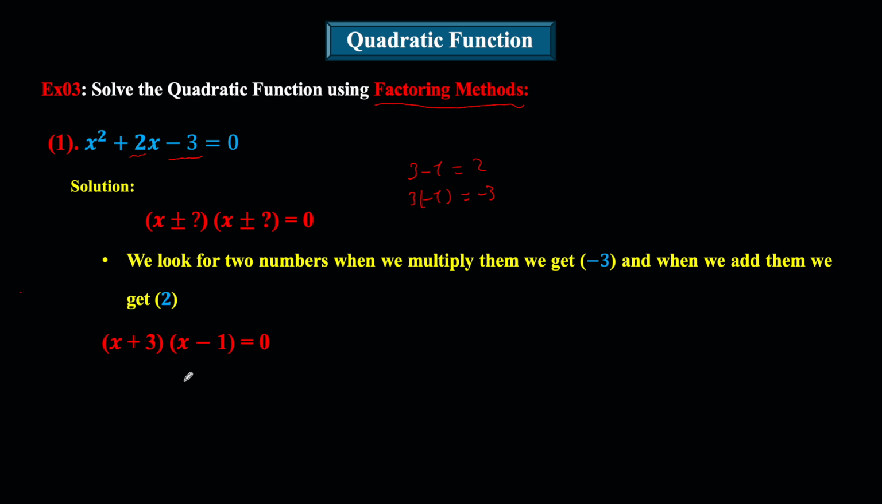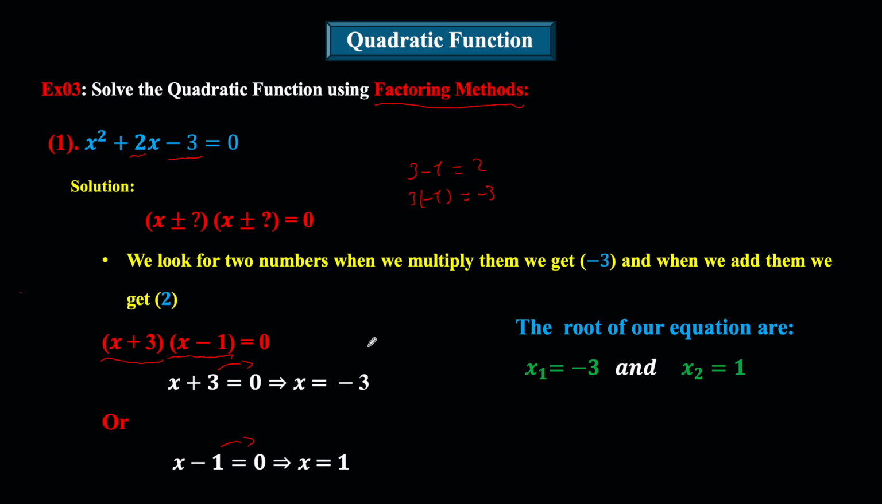Okay, so then we say this part is equal to 0, x plus 3 is equal to 0. We take 3 to the other side, you get minus 3. So our x1 is equal to minus 3, or x minus 1, this one here, is equal to 0. This leads that x is equal to 1. We just take 1 to the other side. Okay, so finally, as a conclusion, the roots of our equation are x1 is equal to minus 3 and x2 is equal to 1.